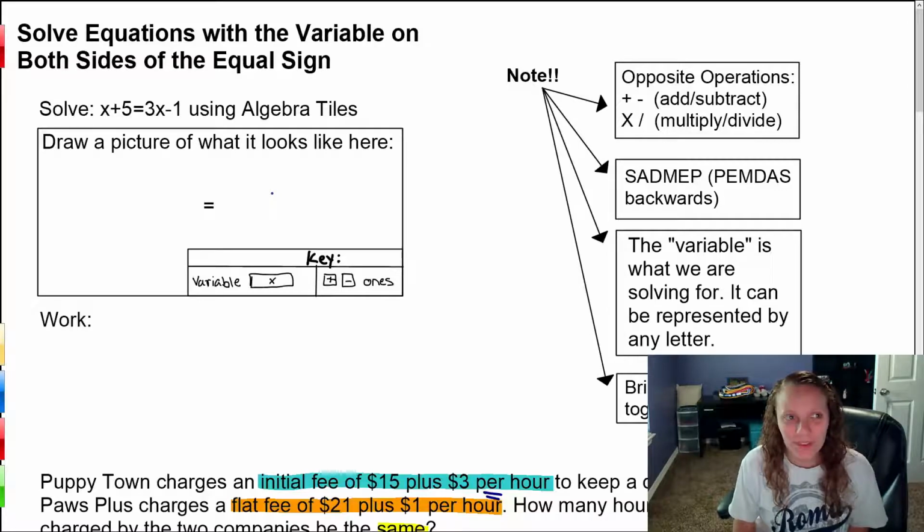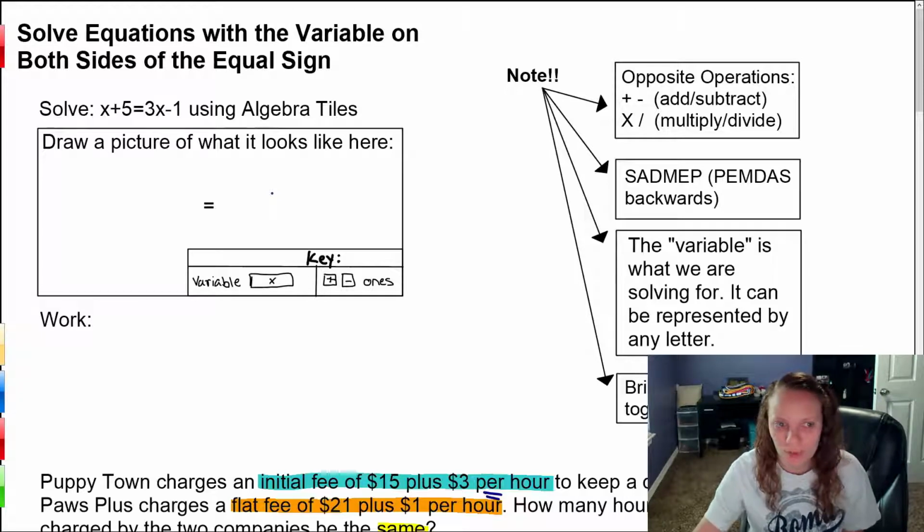Hey guys, today we're going to be looking at solving equations with the variable on both sides of the equal sign. Let's go over a few quick details of how to work these problems out before we just jump into one. First thing we need to remember is opposite operations.